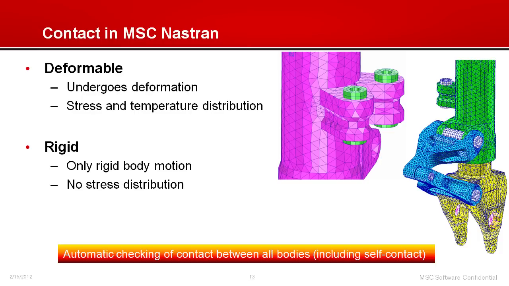So we have two types of contact bodies in Nastran. We have what we call deformable contact body, and deformable contact bodies can deform, and thus can develop a stress and temperature distribution within that contact body. And we have a rigid contact body, where only rigid body motion can be considered. We can use a rigid contact body to apply loads or to act as a boundary condition to my deformable contact body.